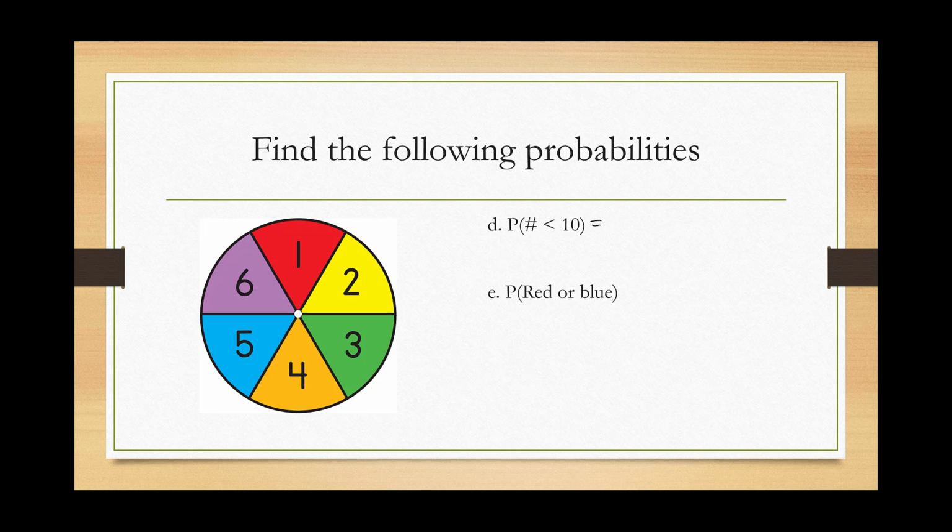D says, find the probability that we get a number less than 10. Since all of our numbers are less than 10, we have 6 ways to do that, divided by the 6 possible choices in the sample space. 6 over 6 is 1. This is what we call a certain event.